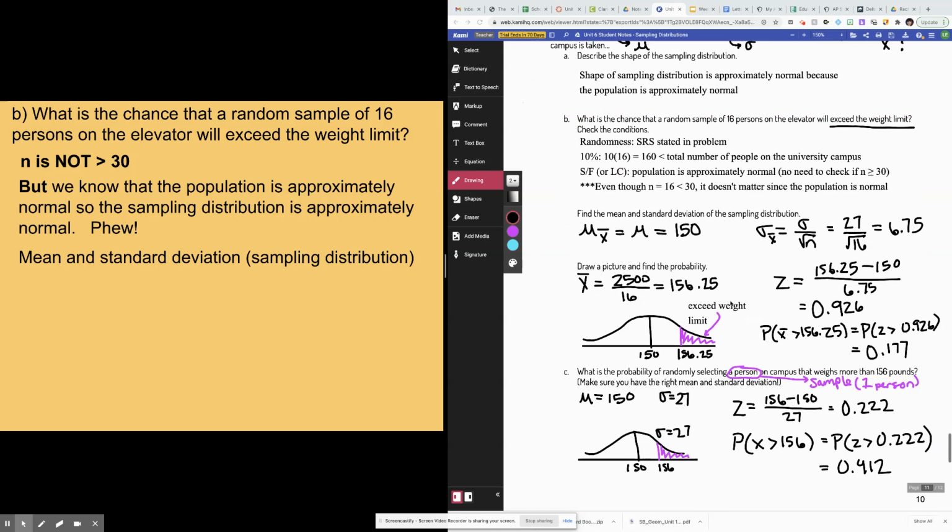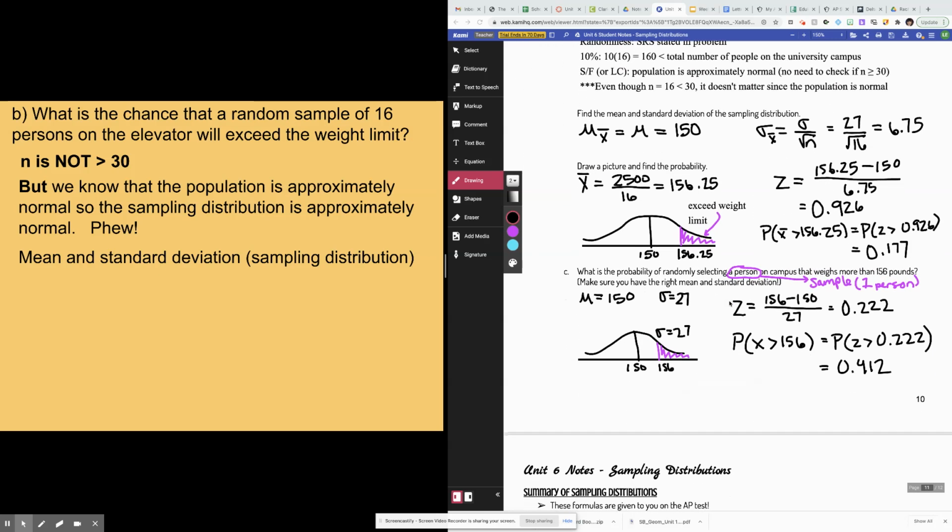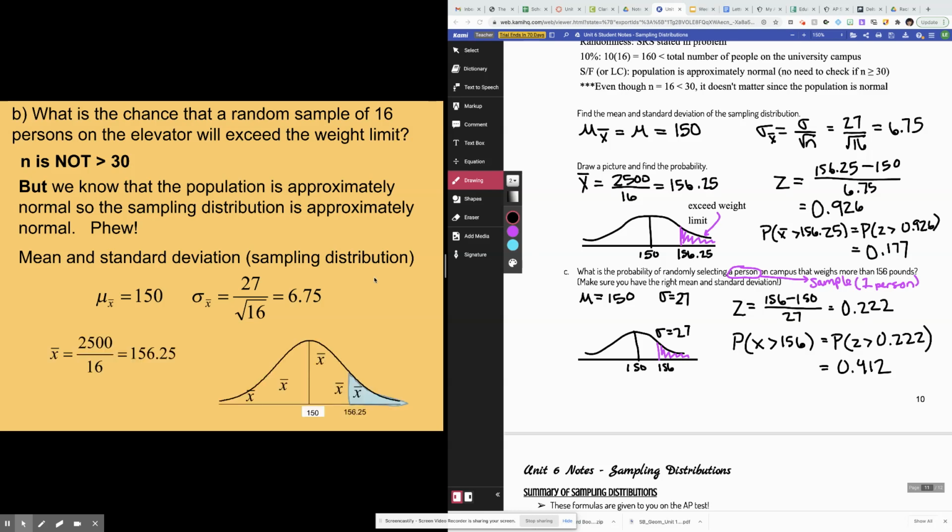All right, so then we have the mean and the standard deviation, which is worked out for you on both the left and right side of the screen. The mean of the sampling distribution is just the population mean, which is 150. Then you had to calculate your new standard deviation by doing the population standard deviation divided by the square root of n. When I did that, I got 6.75. And then the last step is to go through and actually draw the normal distribution and find the probability.